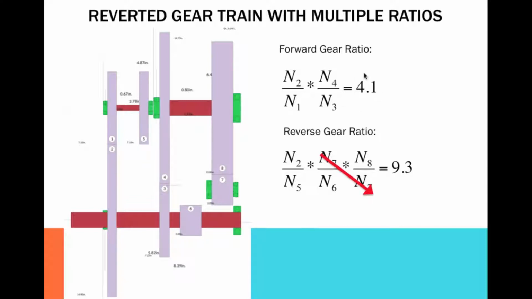Basically I was given these target ratios. I was given a 4.1 for the forward gear ratio. That basically means if we put in 1,000 inch-pounds of torque over here, then on the output side of forward we would get 4,100 inch-pounds. Or in reverse, if we put 1,000 in, then we would get 9,300 out.